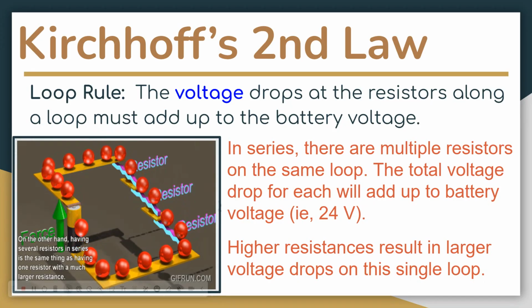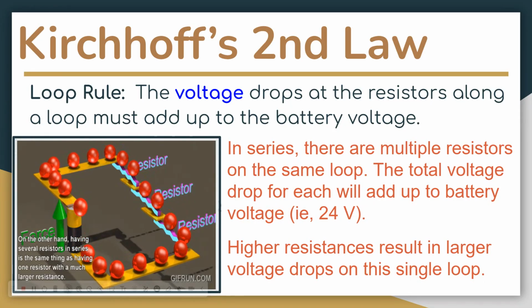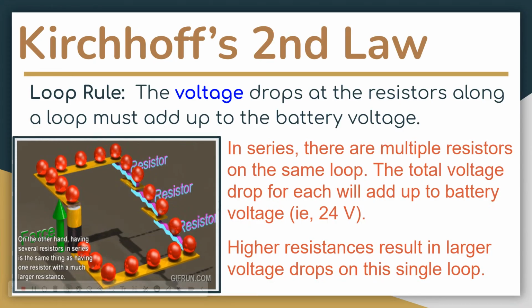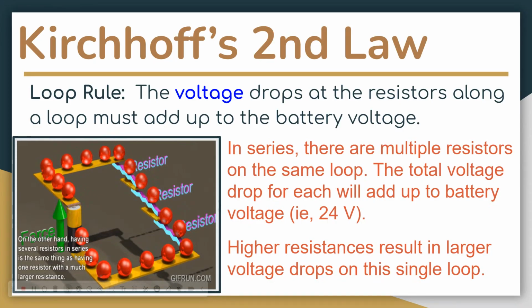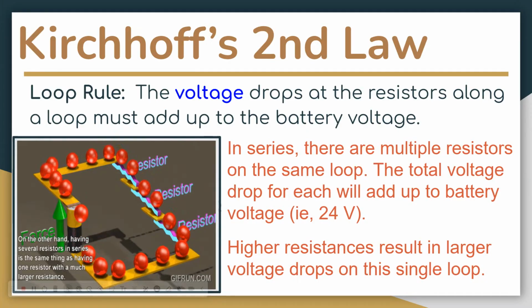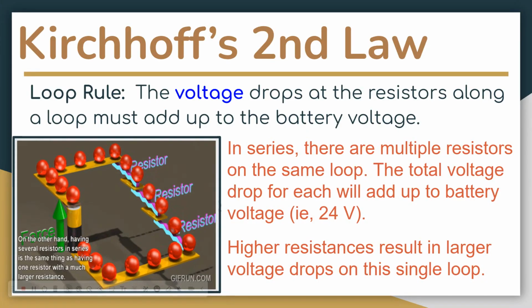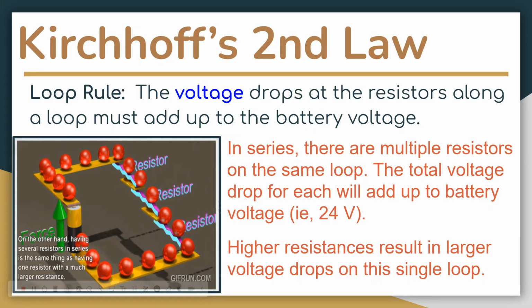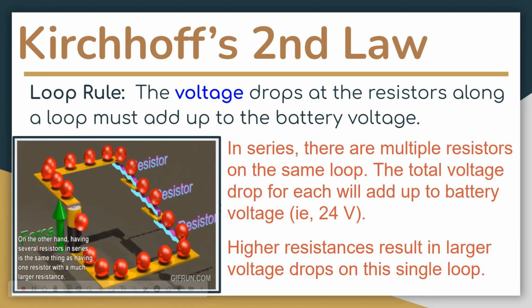Here's 3 of them, same thing. They add up to the battery. So the battery adds energy in, and then it gets dissipated at those resistors. And so along the loop, your total voltage adds up to 0 because the battery's, let's say, plus 12, and those 3 together are minus 12, or whatever.